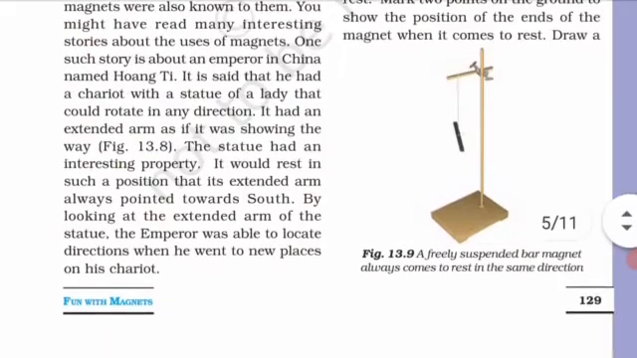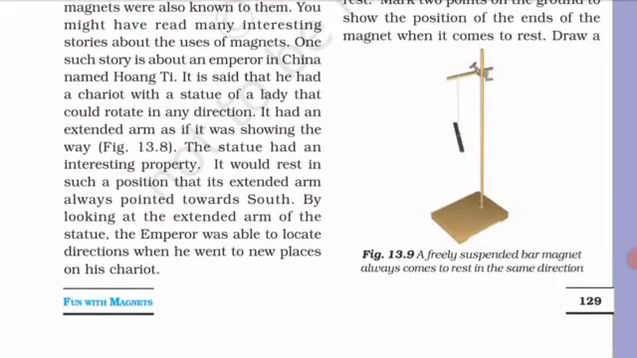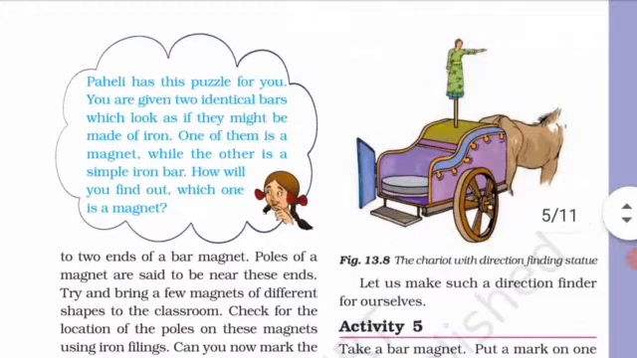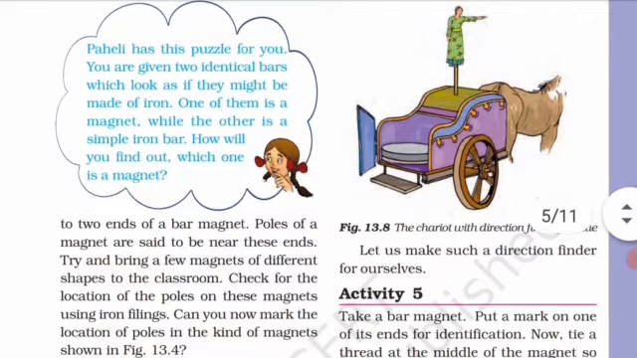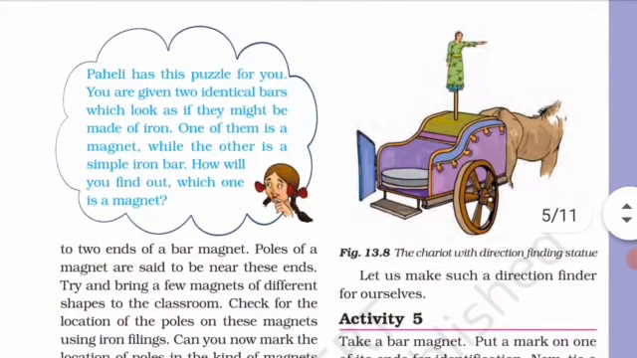It is said that he had a chariot with a statue of a lady, as you can see in the figure, that could rotate in any direction. It had an extended arm, as if it was showing the way. The statue had an interesting property. It would rest in such a position that its extended arm always pointed towards south. By looking at the extended arm of the statue, the emperor was able to locate the direction when he went to new places on his chariot.